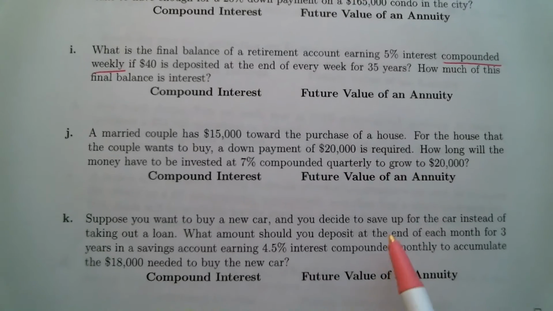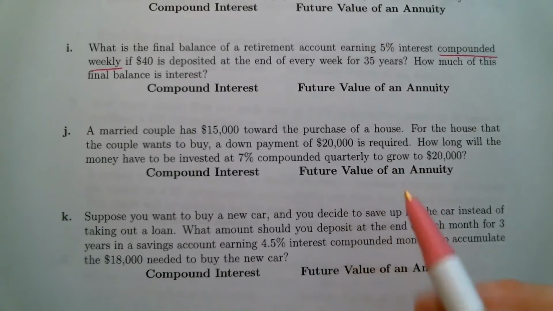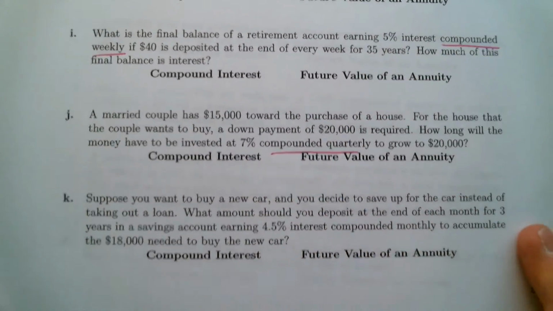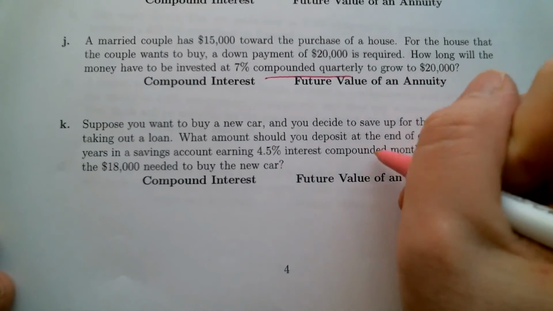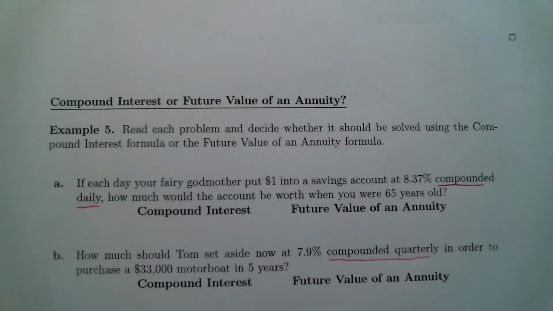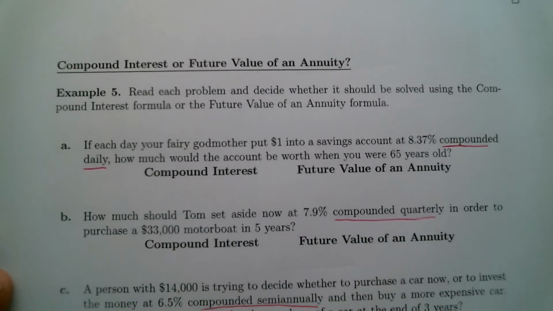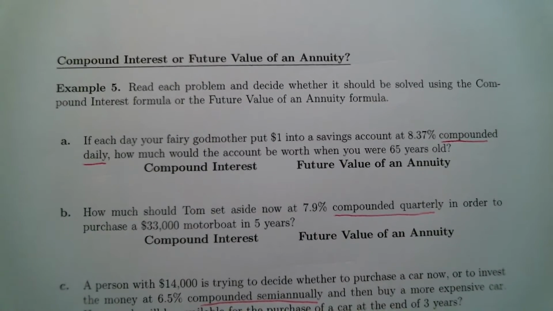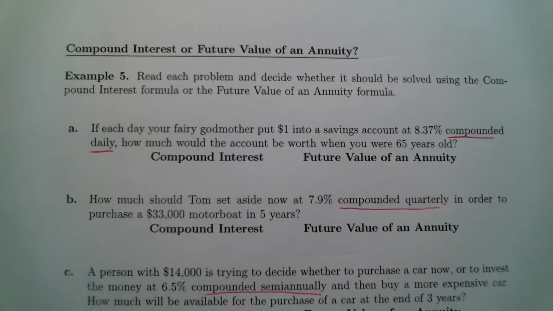All right, so two more. On J, compounded quarterly. Part K, compounded monthly. That phrase is in all 11 problems, meaning do not see that phrase and say, oh, it has the word compounded, it's compound interest. That is not how it works.